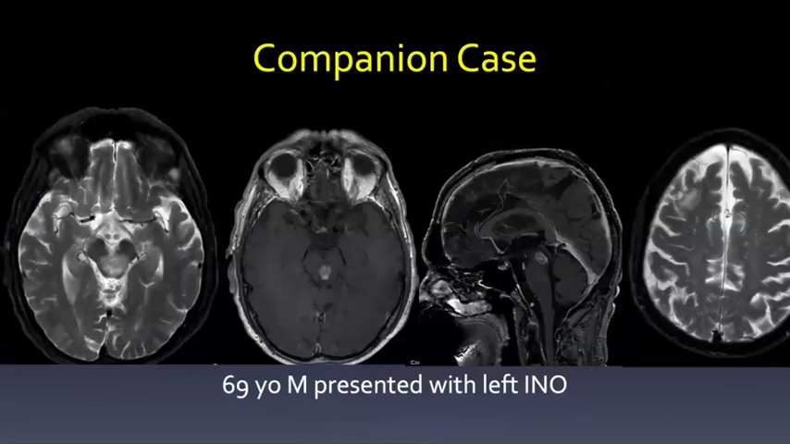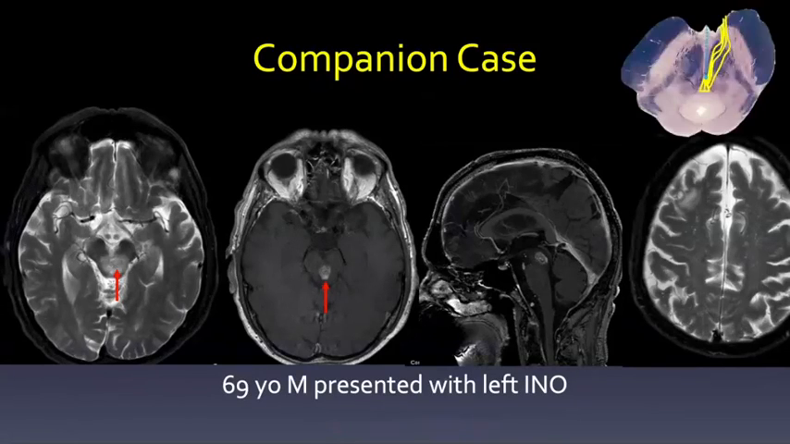Here's a companion case of a 69-year-old male who presented with a left INO, the left adducting deficit. He had an abnormal enhancing lesion with surrounding edema in the left midbrain in the expected location of the left cranial nerve 3 nucleus, and another lesion in the right frontal lobe. And the patient was found to have metastatic lung cancer presenting with a first-time left INO.